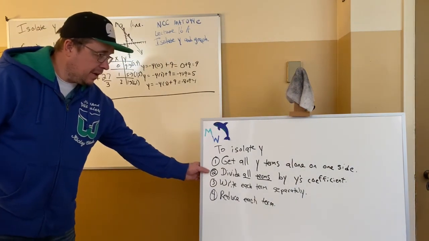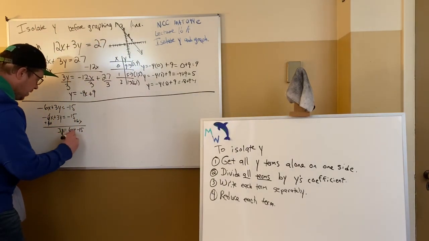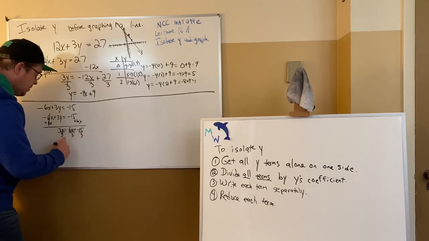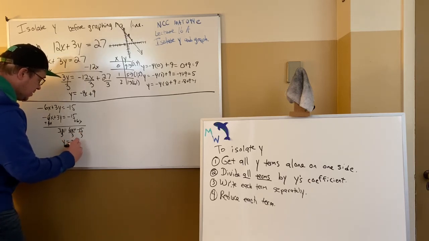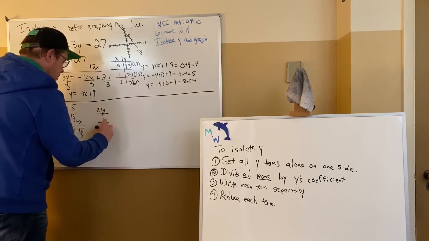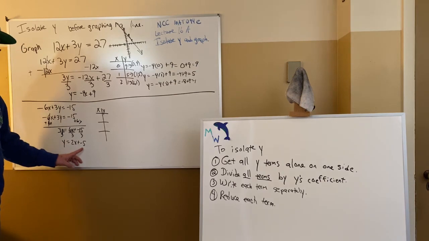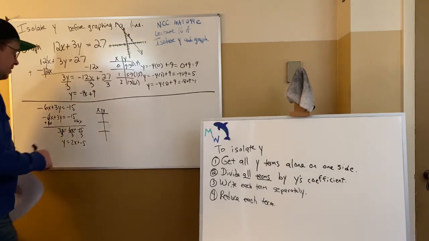Writing each term separately, let's divide all the terms by the 3. Divide by 3, divide by 3, divide by 3. Let's come out of here with y equals 2x plus negative 5. Let's get a t-chart. The slope would later be 2 over 1, the y-intercept would be 0, negative 5, but isolating y is a key to that as well.